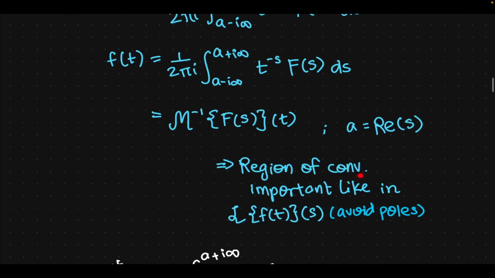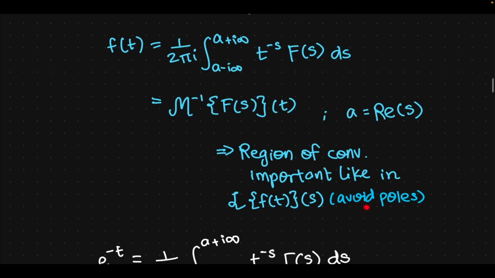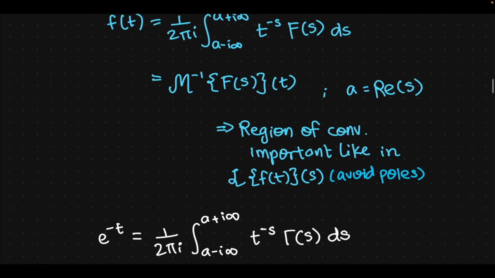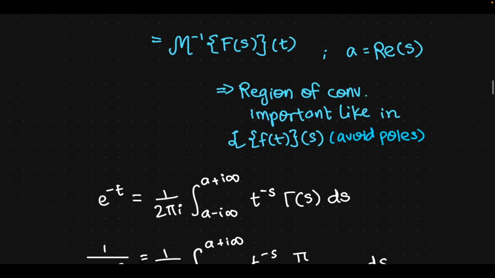So the region of convergence is important, just like in modified Fourier transforms and by extension Laplace transforms. And the main thing is to avoid the poles. You get a condition from the initial convergence of the Mellin transform, and you get the criteria that you have to avoid the poles as well, because we want everything to be defined.